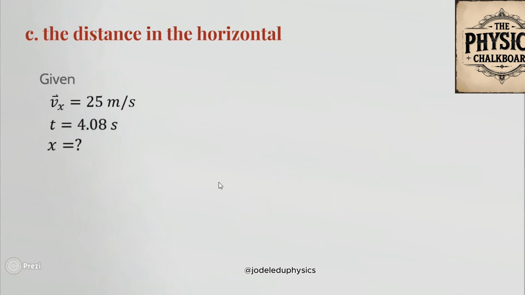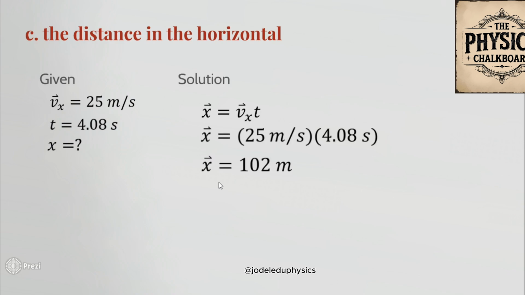Let's call that x. Let's do this quickly. From your list of formulas, this distance is x equals v of x multiplied by time. Okay, so the range is 102 meters. List down your questions if you need anything here clarified when we discuss it live in class.